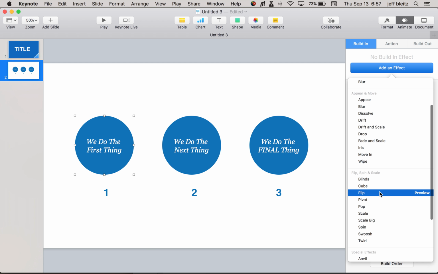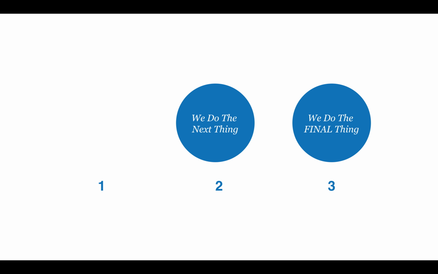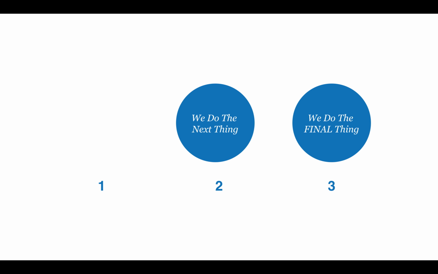I'm going to choose flip, preview. Yep, just going to flip it in. So now if I play this, when I dissolve to the second page, that first dot is missing because it doesn't build in until I click, right? So play, click, it flips in.